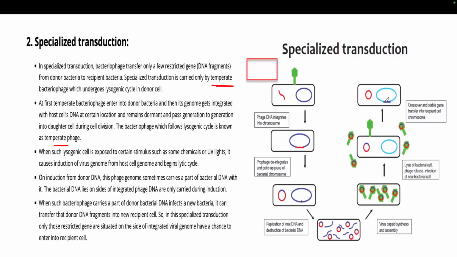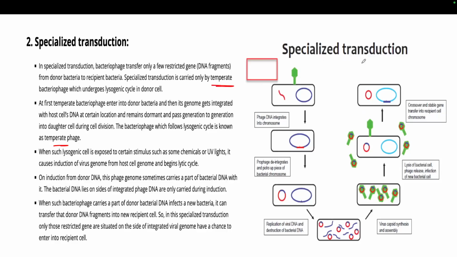So in the case of specialized transduction, what is happening is, firstly the temperate phage will attack, or infect, the donor cell, and its DNA will not degrade the bacterial chromosome; instead it will integrate into the bacterial chromosome, okay, and replicate along with it. Once it gets the stimulus, it will proceed to the lytic phase. At that time, only some part of the bacterial DNA next to the integrated virus DNA will be packaged inside the bacteriophage, okay, and the cell will burst, and when the phage goes to the recipient cell, only that part of the bacterial chromosome will be transferred to the recipient cell, okay.